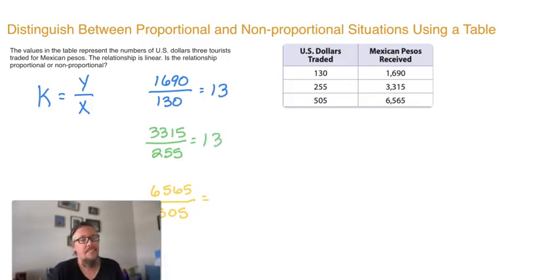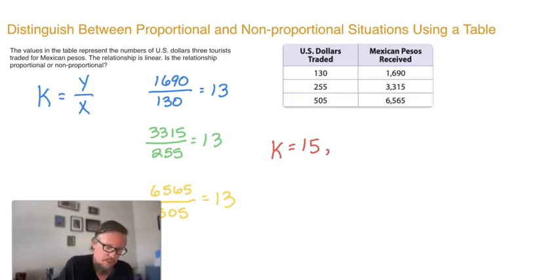And surprise, surprise, 6,565 divided by 505, you ain't gonna believe this, it's also 13. So the constant of proportionality here is 13, and because it is the same across all three of these ratios, this relationship is proportional.